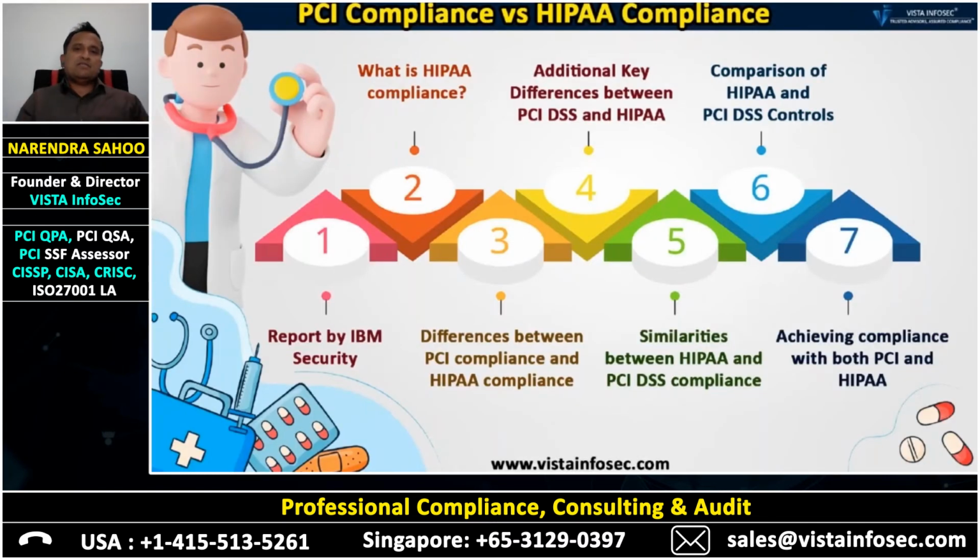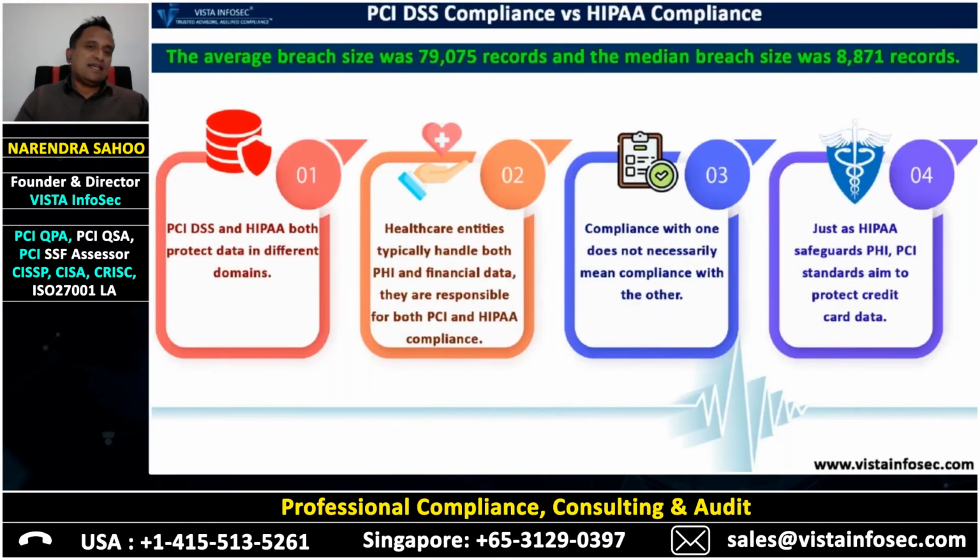Okay, now HIPAA compliance versus PCI compliance. So what is PCI compliance? This is what will be coming into this now. We'll look at a report by IBM Security. Then what is HIPAA compliance? Differences between the two standards, similarities, then comparison, and then finally achieving compliance with both PCI and HIPAA. The average breach size was 79,075 records, and the median breach was 88,871 records. So we have to realize that PCI DSS and HIPAA protect entirely different data sets.